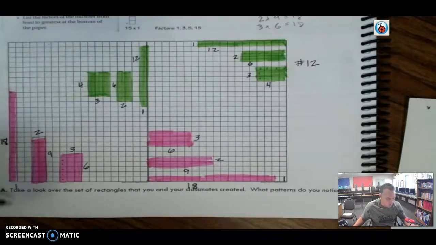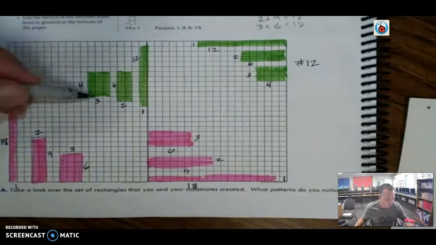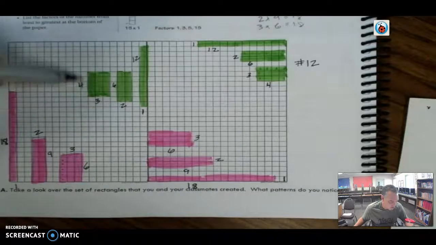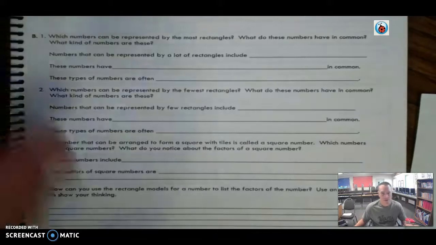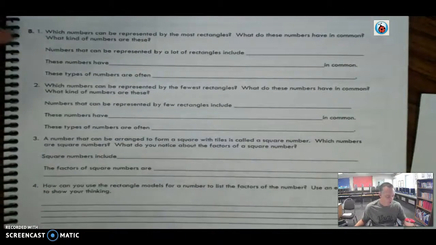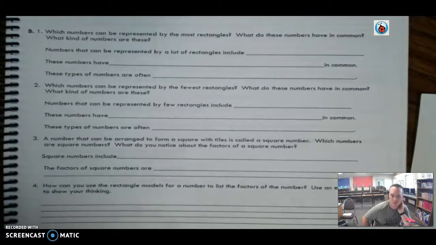And what we notice, these tall, skinny ones, right? They're tall and skinny, or short and fat. And then as the factors get closer together, they become more square-like. They become closer to looking like a square. Okay, so now we have some questions to think about. These are all numbers 1 through, let's say, 30. Which numbers from 1 through 30 do you think would be represented by the most rectangles?